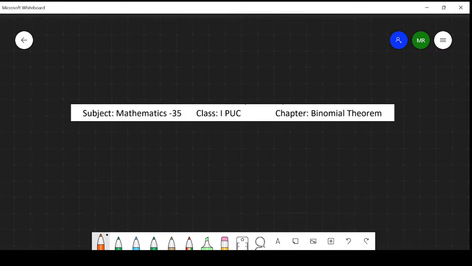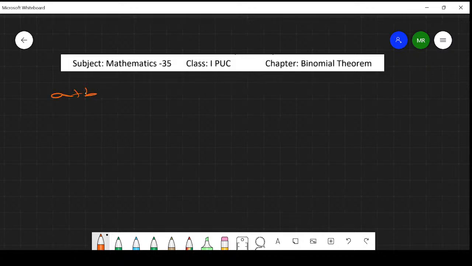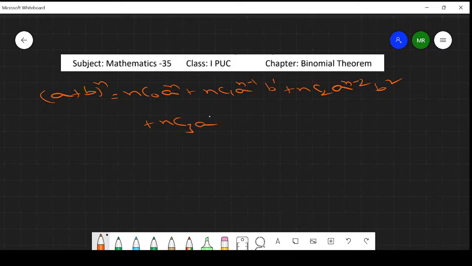You can see that. So, this is the binomial theorem. When they are talking about binomial theorem, for example, they will expand (a plus b) whole power n. When I have taken (a plus b) whole power n, they will write nC0 a power n, nC1 a power n minus 1 b power 1, nC2 a power n minus 2 b square, plus nC3 a power n minus 3 b cube.